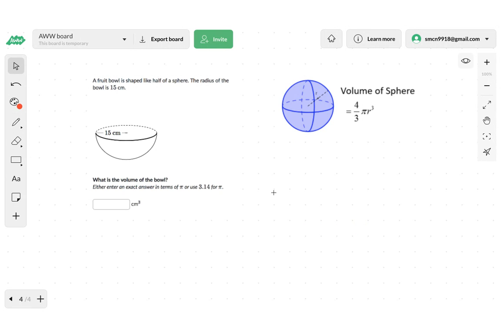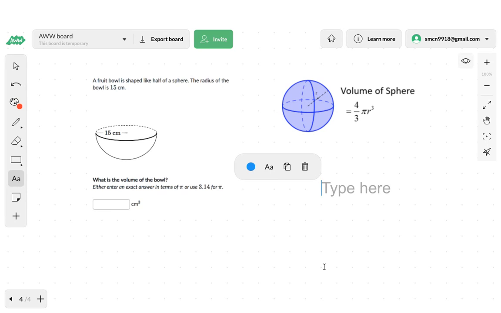This one's a little bit more tricky because we have an extra step at the end. So they have a fruit bowl. It's shaped like a half sphere. So they actually already tell you we're dealing with spheres, so I pulled out the volume of the sphere. The radius of the bowl is 15 centimeters. Okay, so they give that to us. They want to know what the volume of the bowl is. So this one's very straightforward. We're going to set up the equation, and this one I'm not going to do in terms of pi. I want to show you the other way.